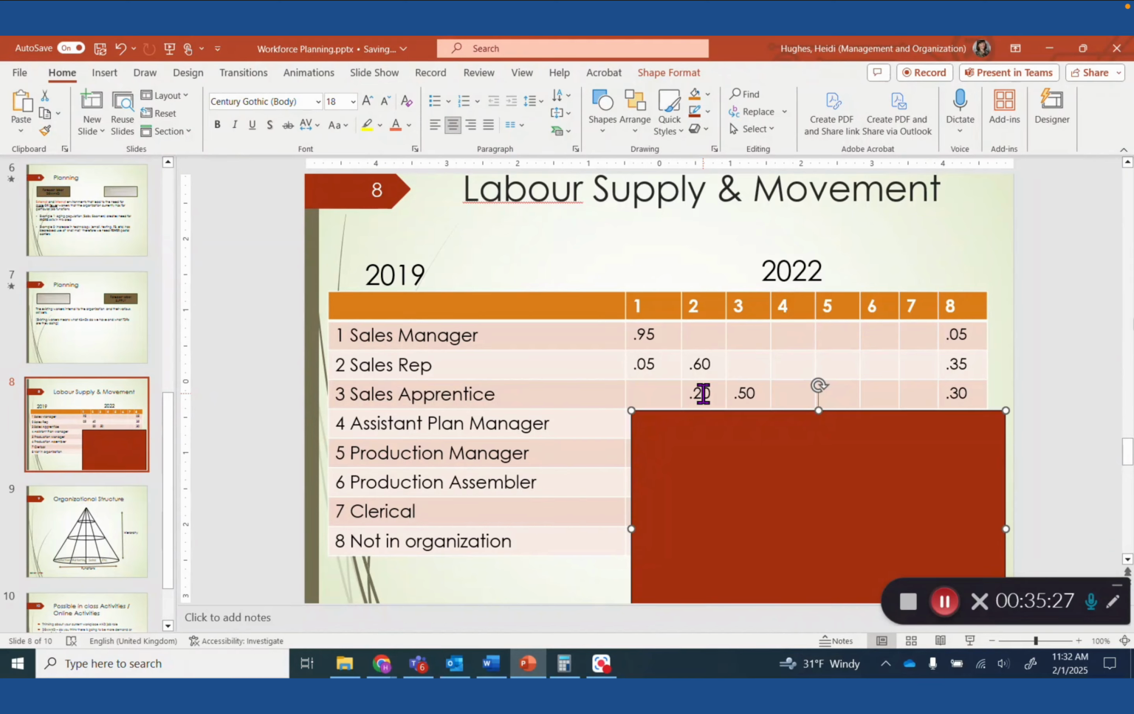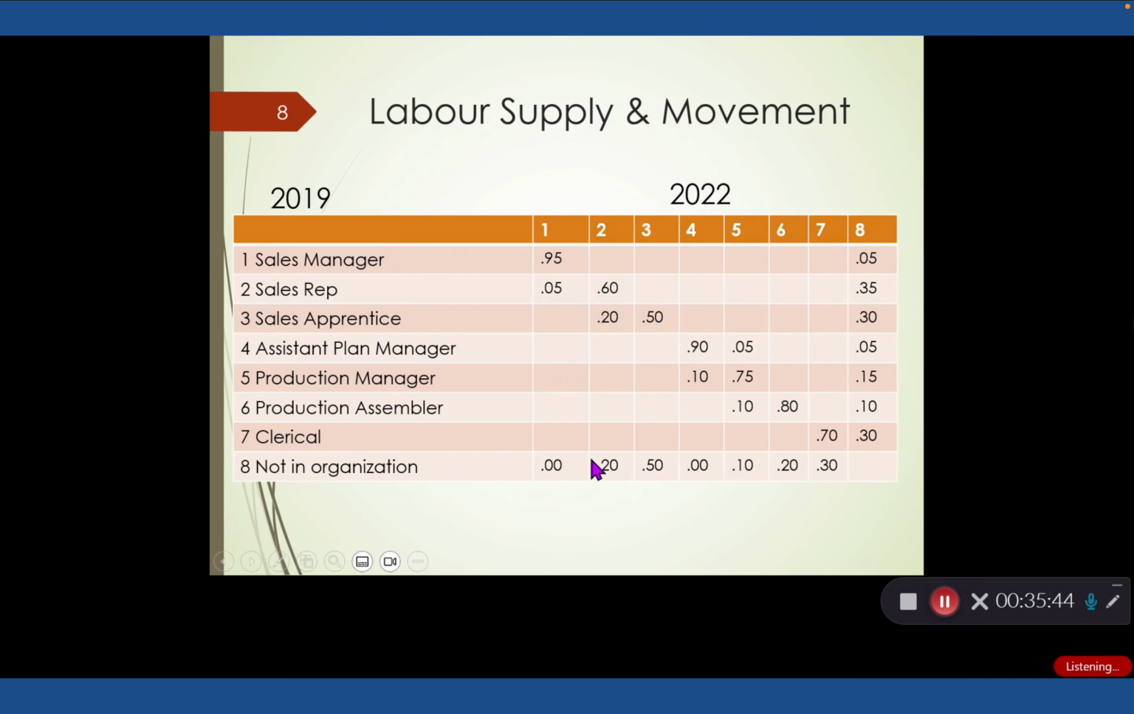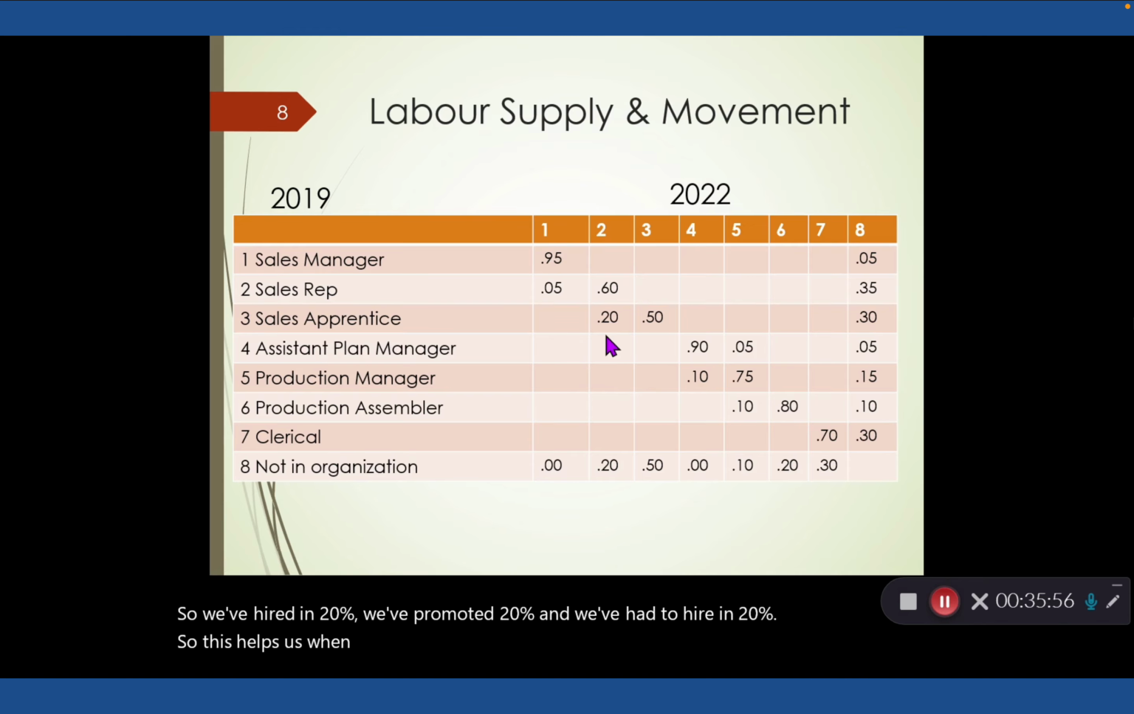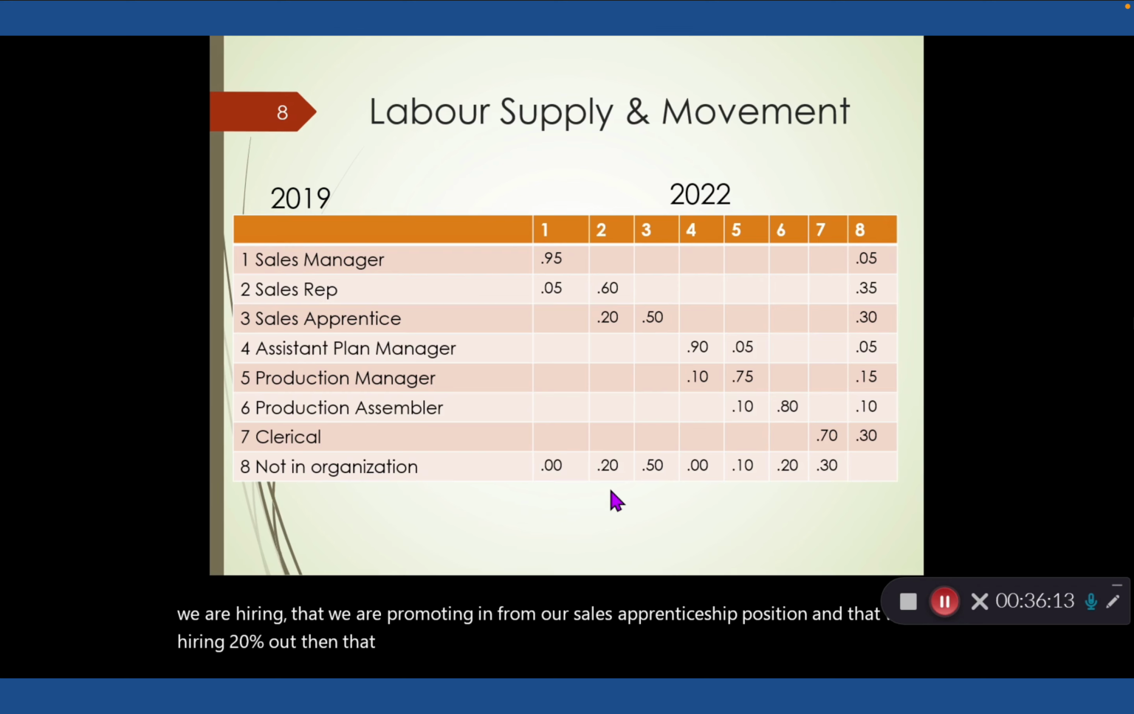We are promoting from our sales apprenticeship. So we promoted 20% up. So we've got 80% now. And let's just move that red box out of the way altogether. We are hiring in 20%, right? So we've promoted 20% and we've had to hire in 20%. This helps us when we are thinking about our supply and demand. If I know historically that we are promoting in from our sales apprenticeship position and that we're hiring 20% from outside, then that means I need to be thinking about the fact that I need to recruit 20%. I need to have some sort of process in place for bringing in 20% from outside of the organization.